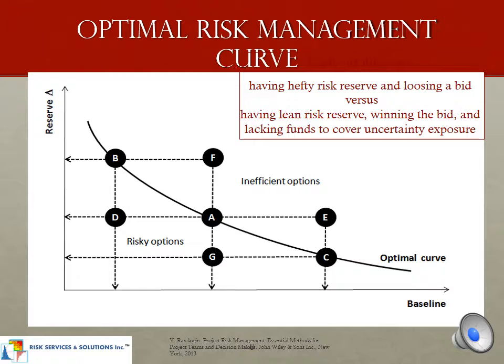This next slide shows the optimal risk management curve. Having hefty risk reserve and losing a bid versus one that is having lean risk reserve, winning the bid, and then lacking funds to cover the uncertainty exposure.